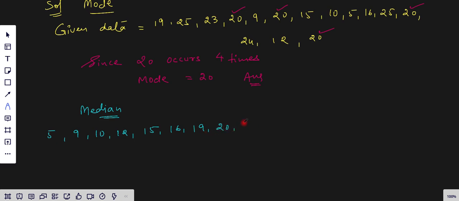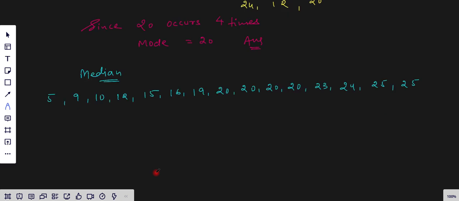I'll write 24 times. And 20, then 23, then 24, then 25. Now count how many observations these are. These are a total of 15 observations. So if you have an odd number of observations.